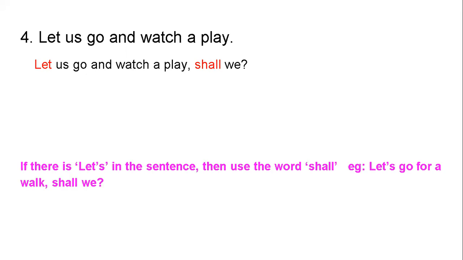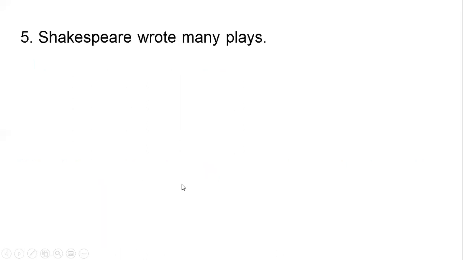Because if there is let's in the sentence or let us, like in this one, because let us is the full form of let's, then use the word shall. Example, let's go for a walk, shall we? That's the example I taught you. So if you remember all these rules and all these examples, you will get all your sentences right. Always. The fifth one, Shakespeare wrote many plays. How would you change that?